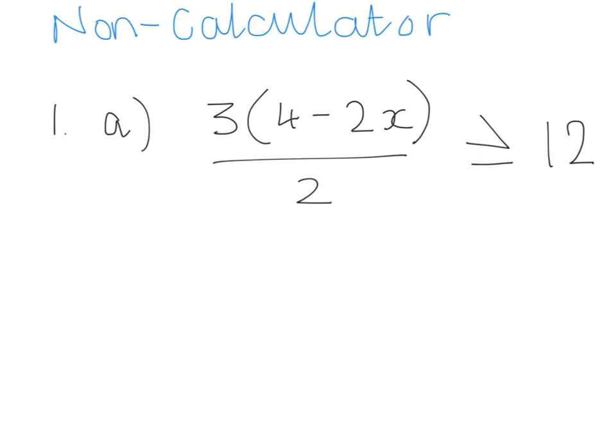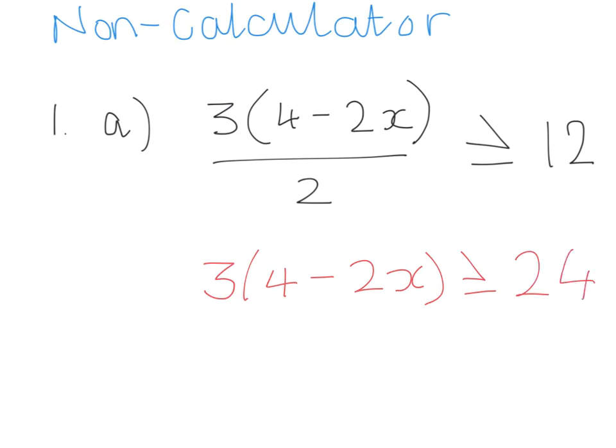Starting with the non-calculator side, question 1, we've got an inequality and an equation. We solve them in the same way, using the same method, trying to balance both sides. So your first step is to try and get rid of this 2, because we want to get rid of any fractions. So to do that, we're going to multiply everything by 2. So if we were to multiply that by 2, the 2's would cancel. So we end up with 3 times 4 minus 2x is more than or equal to 24.